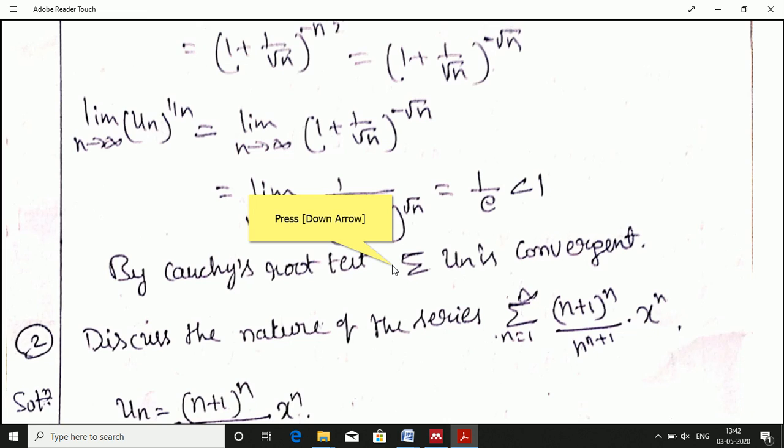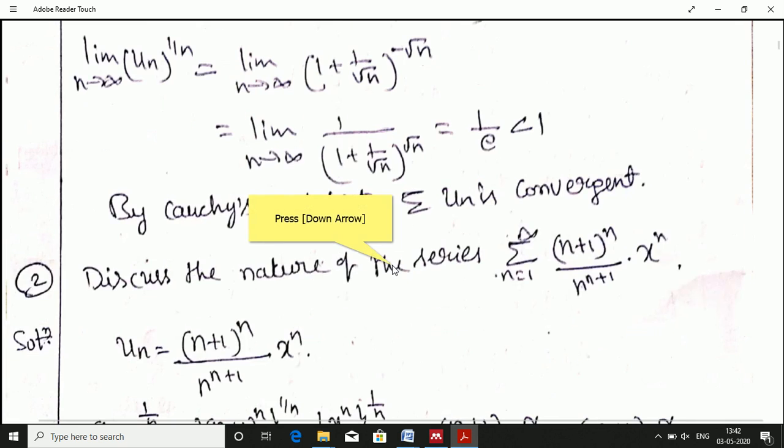Okay, it is of the form 1 divided by (1 + 1/m)^m as m tends to infinity. That is nothing but a standard limit. Its value is equal to e. So 1 divided by e, 1 divided by 2.7 something, means it is less than 1. Hence, by Cauchy's root test, sigma un is a convergent series.